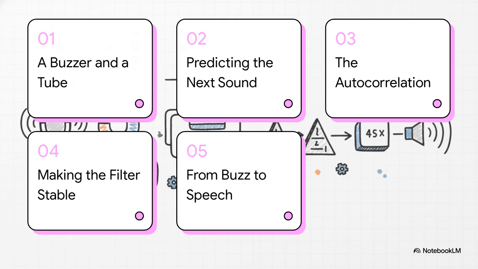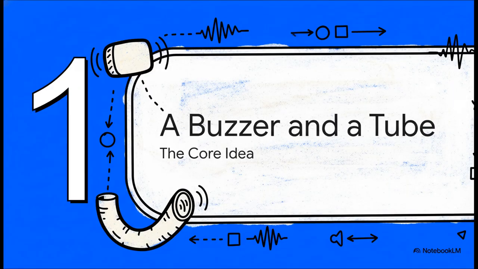So here's the game plan. We're going to start with that simple but really powerful buzzer and a tube idea. Then we'll dive into the math puzzle of predicting sound. After that, we'll uncover the really elegant autocorrelation solution and tackle the engineering headache of keeping the filter stable. And finally, we'll see the magic happen as a simple buzz gets turned into actual recognizable speech. All right, let's get right into it with that core analogy. It's way more intuitive than you might think.